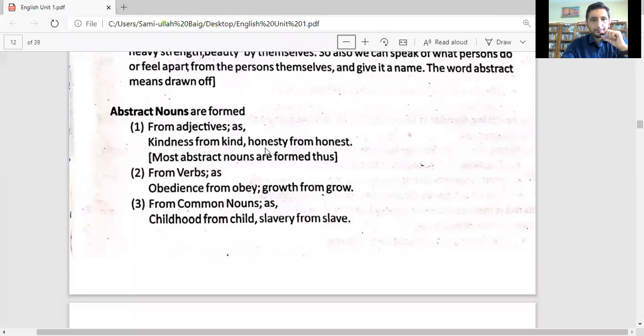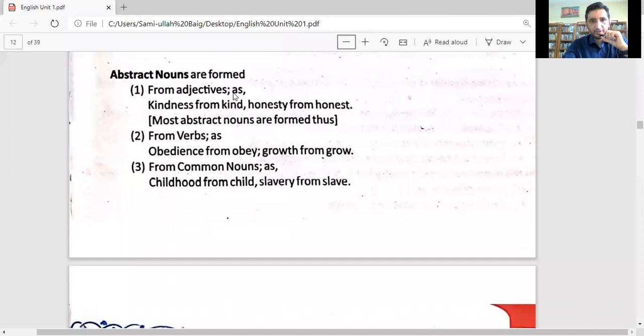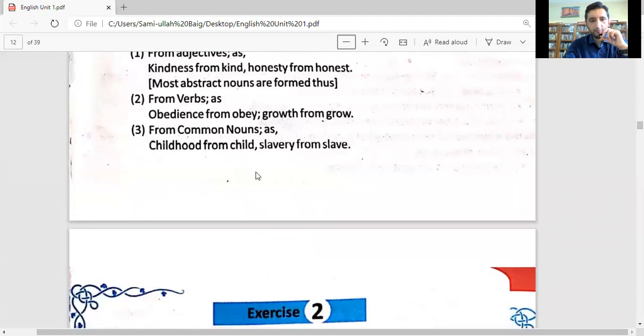All right, so abstract nouns are formed in various ways. You can form them from adjectives. You can form them from verbs as well. For example, obey is a verb, and you can make obedience out of it. Obedience is the quality of being obedient to someone. So this is one way you can form it.